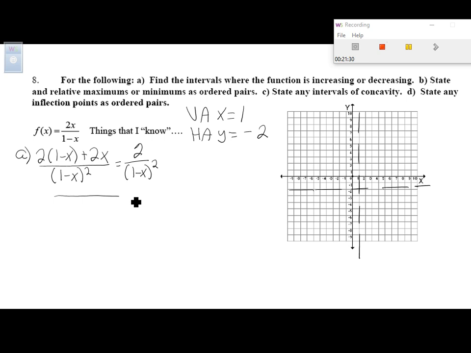Looks like my only critical number is at 1. Now I'm not going to work hard. Any quantity squared is always positive. 2 is always positive. So I know this thing is always increasing. So for my part A, where it says intervals of increasing or decreasing, I know that I'm increasing from -infinity to 1, along with 1 to infinity. I can't say -infinity to infinity because of the vertical asymptote. Since there's no sign change here, there's no relative max or mins. So there's no extrema.